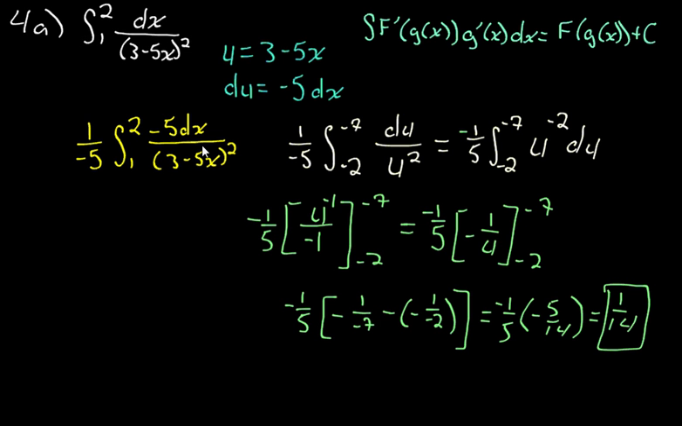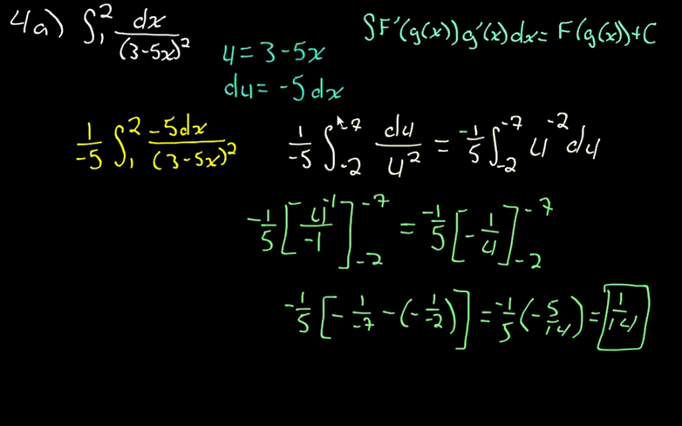I only come up with one more issue though. When I substitute, I'm not talking about x's anymore. I'm talking about u's. So I have to change my lower and upper bounds from x's to u's. How I do that is I take my equation that relates u to x, and I plug in my bounds. So when I plug in 1 for x, I get 3 minus 5, and that gives me -2. When I plug in 2 for x, that gives me 3 minus 10, which is -7.